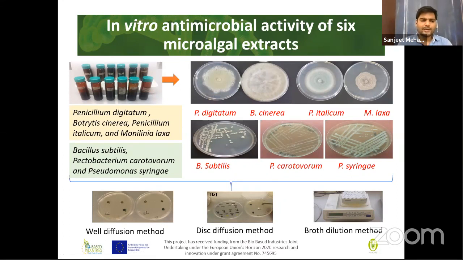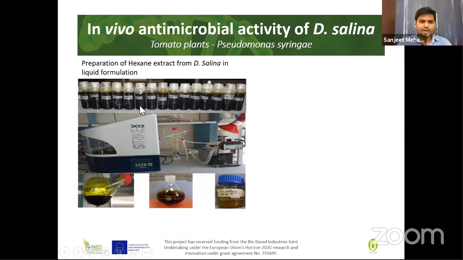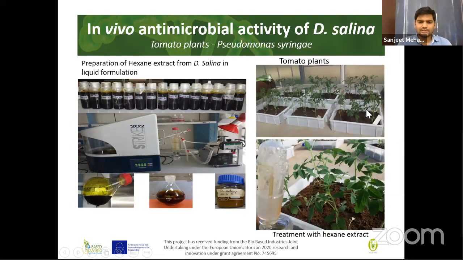So this was an in vitro test, and we found that the extract of Dunaliella salina had a positive impact on bacterial plant pathogens. And then we demonstrated the potential of the Dunaliella extract against Pseudomonas syringae in in vivo conditions. So this is the formulated extract that we prepared, with different concentrations of the bioactive compounds, and then we tested it in the greenhouse using tomato plants.